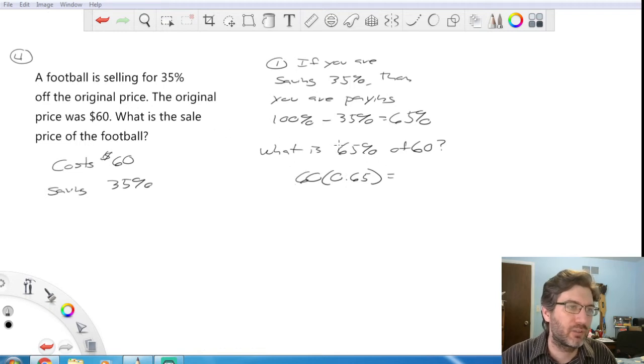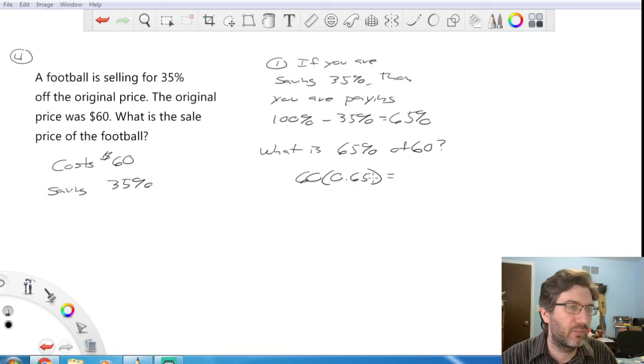But this will give you the answer, right? So you're saving money versus things. Just try to keep straight on what each number means. It costs $60 here. You're saving 35%. So you're going to be paying 65% because 100% minus 35% equals 65. You pay the remaining percentage. So you're paying 65% here. So you can solve it this way.